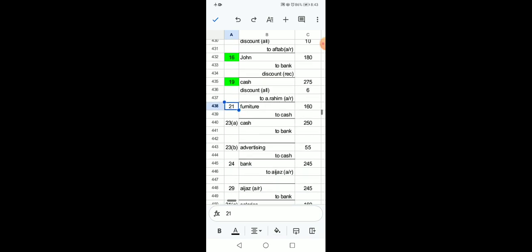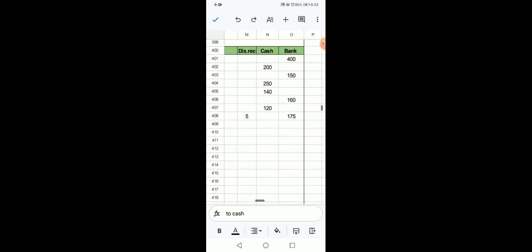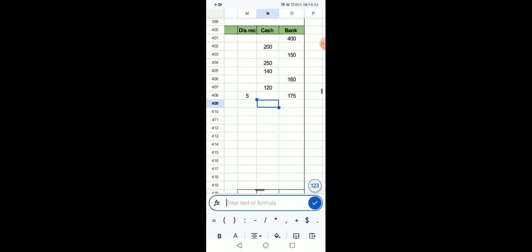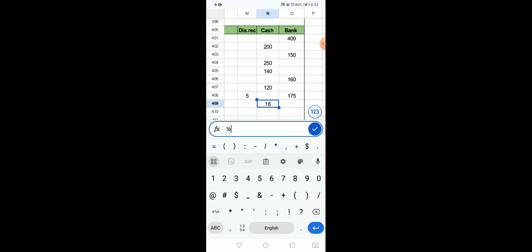Now entry number 21, where there are 2 elements, but only 1 element is related to cash book, and that is cash, which is credited by 160. Go to the credit side of the cash and write down 160 over here in credit column of cash book.